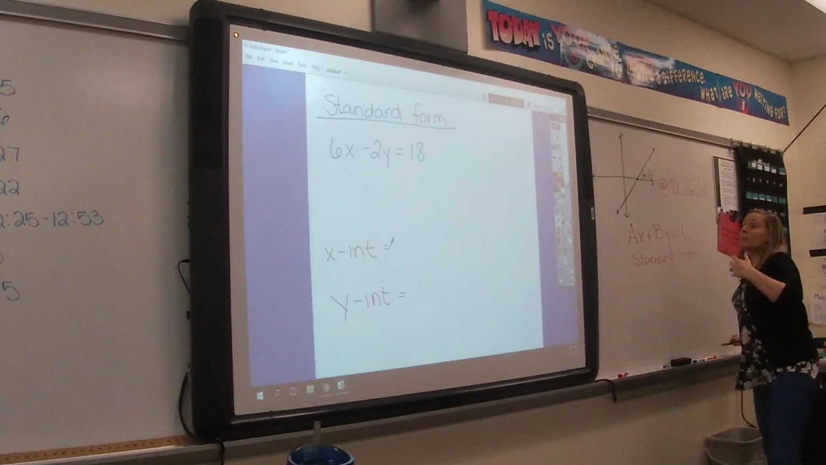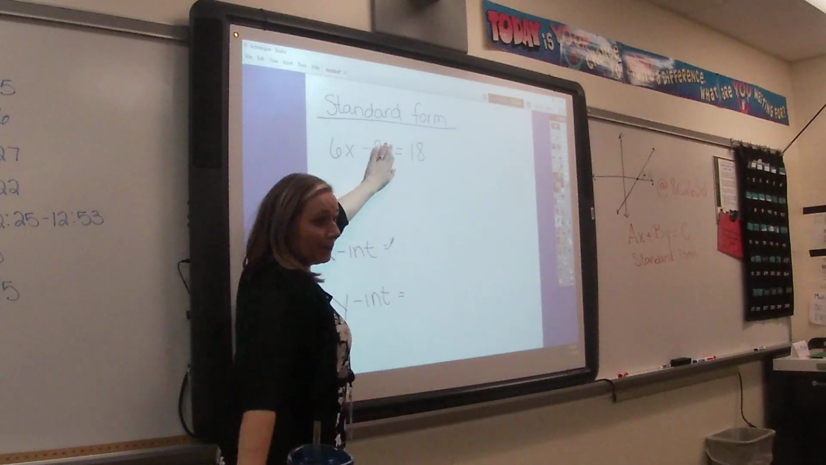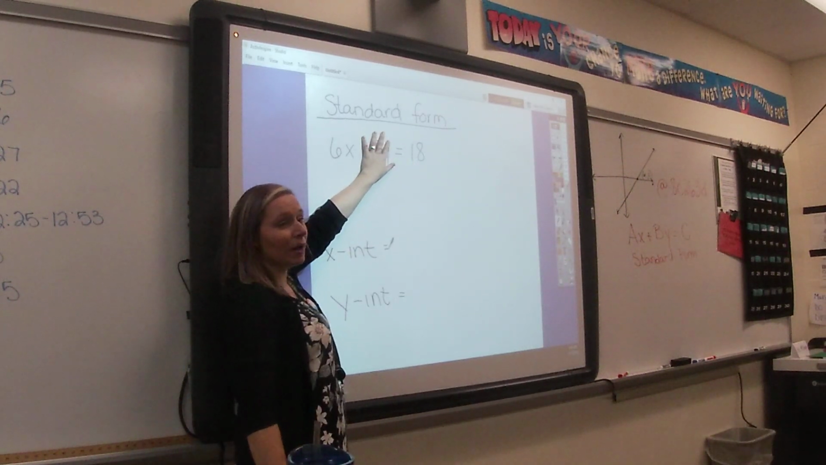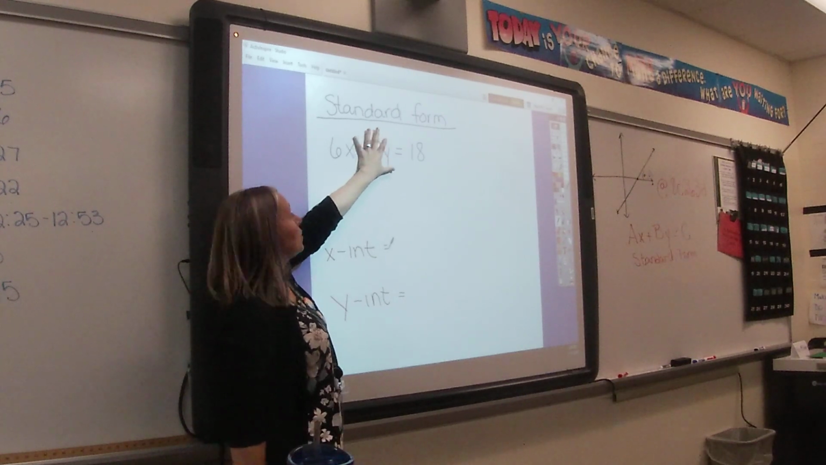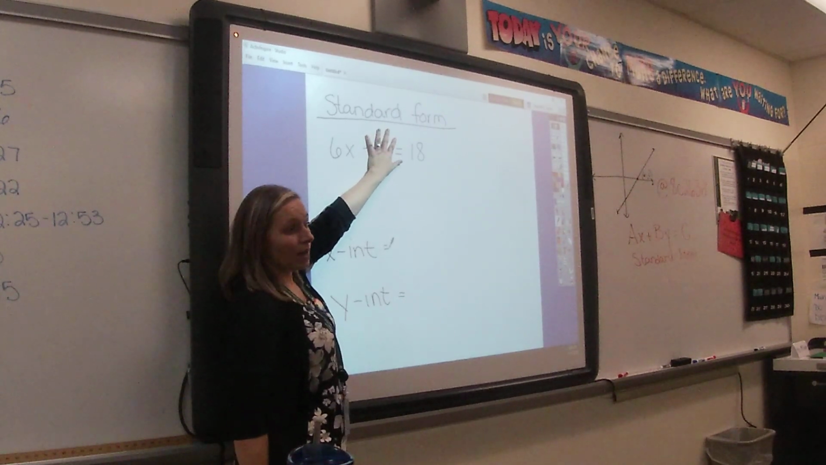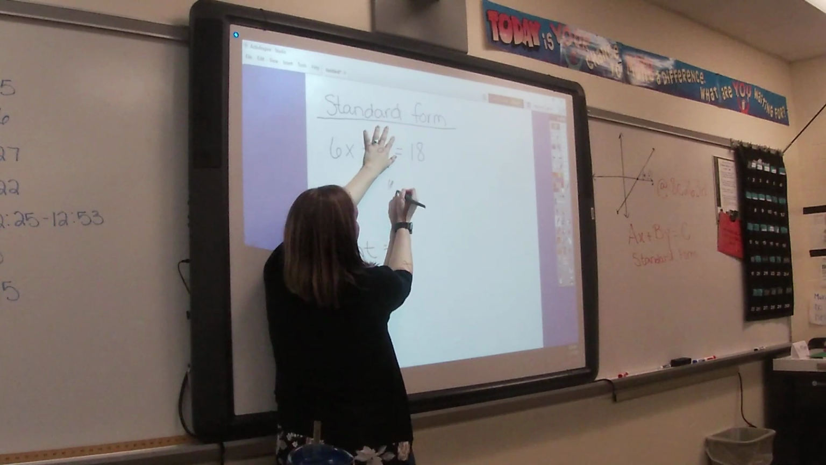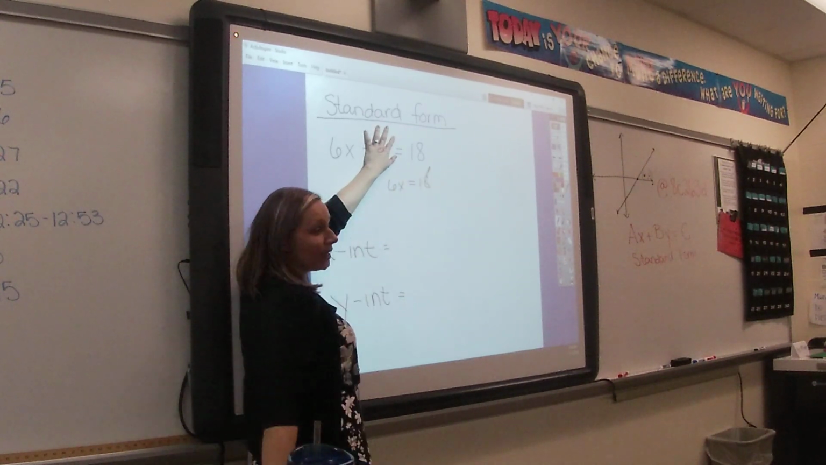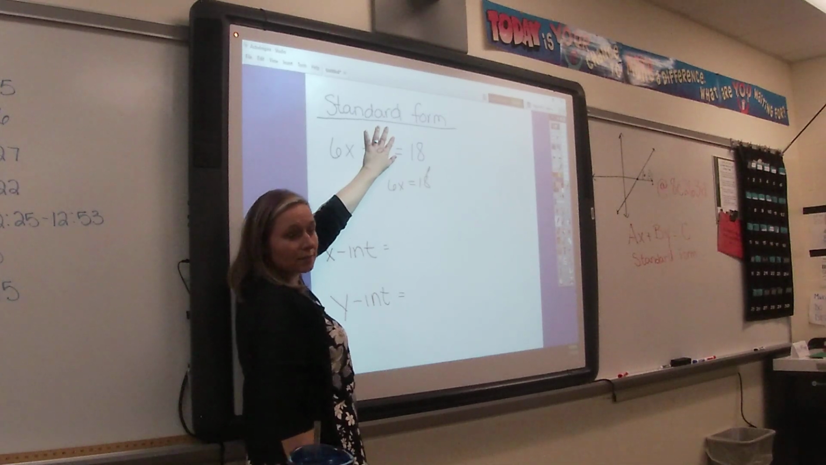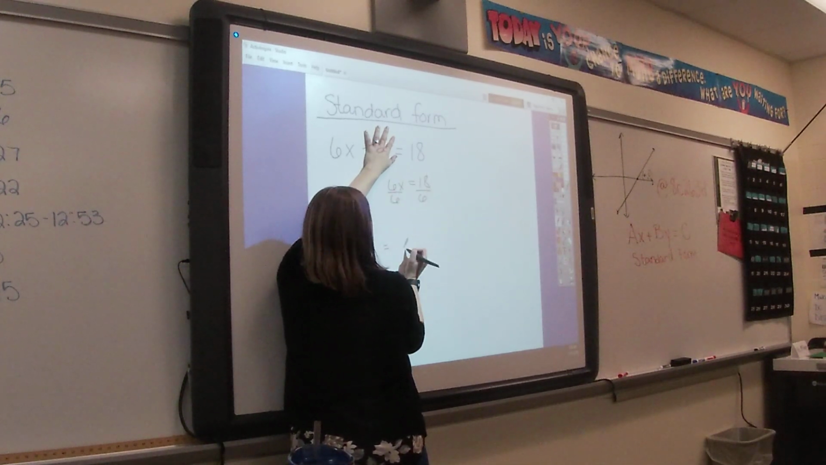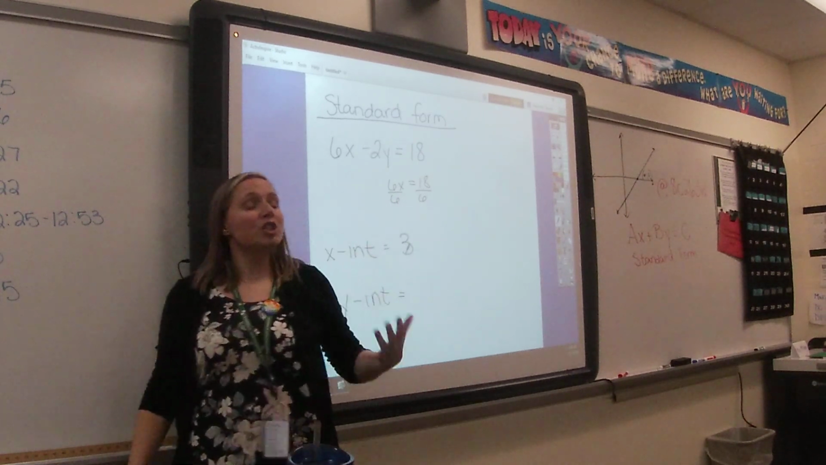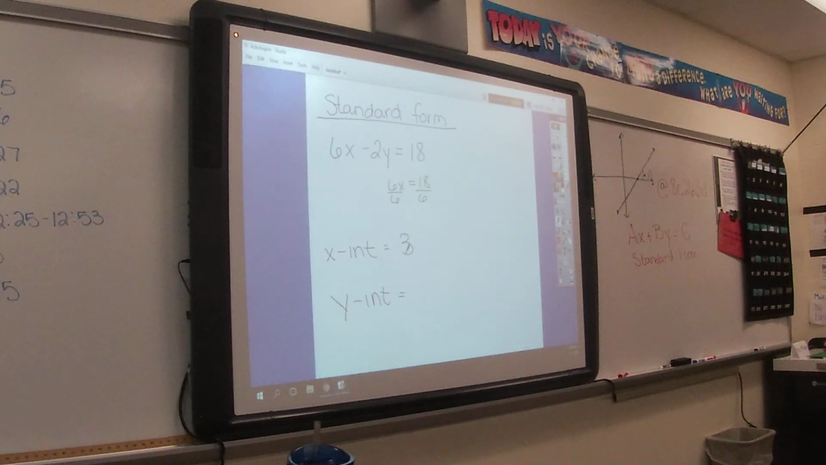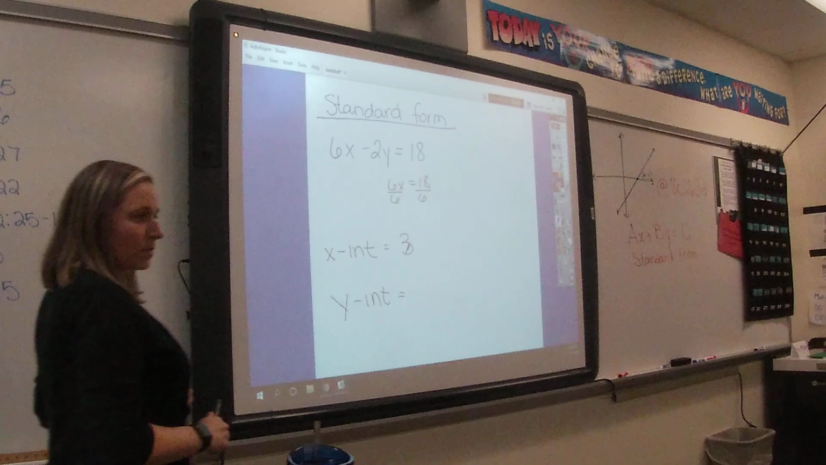Okay, so we can plug in 0 for y. Now, when we plug in 0 for y, what is 0 times anything? 0. So that makes this just go away, and we're left with an equation that says 6x equals 18. How do I solve that? Divide by 6. So what does my x-intercept equal? 3. And we just know, because I'm talking about an x-intercept, that that is really the ordered pair (3, 0). We don't say it because we know an x-intercept always has a y value of 0. Okay?